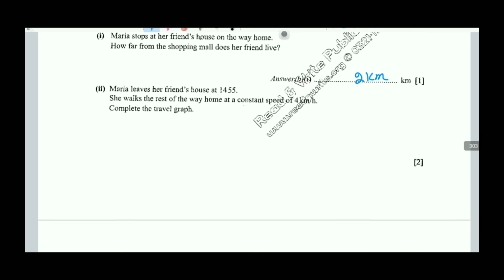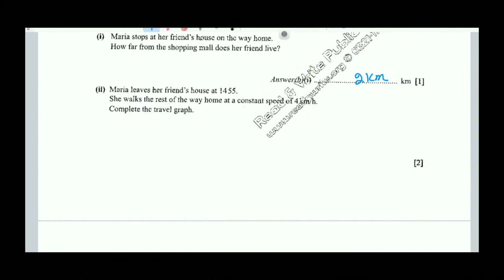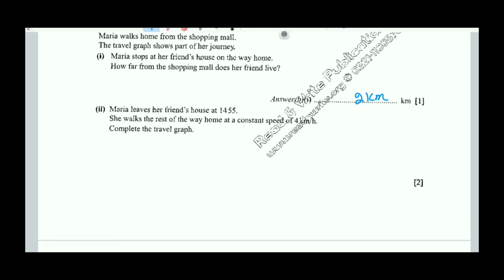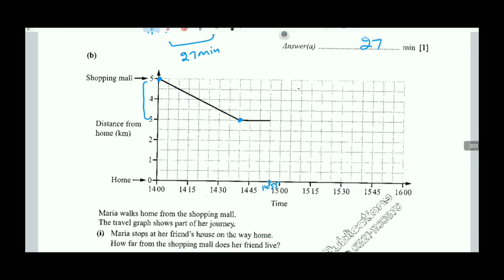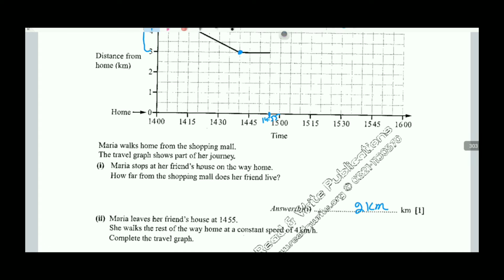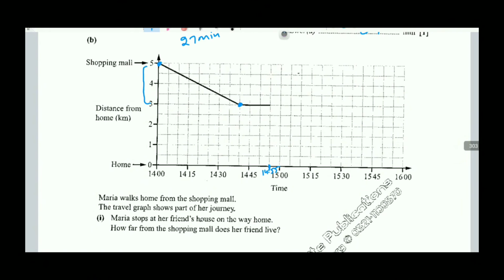14:55. She walks the rest of the way home at a constant speed of 4 km per hour. Complete the graph. Speed is given to you, distance you have to find. What is the distance? It is the remaining distance she has to reach home. So the remaining distance is, you can see, 3. From her friend's home till home, the distance is 3 kilometers.